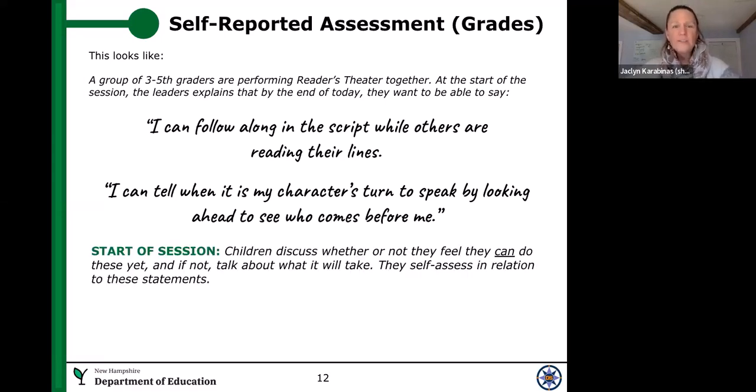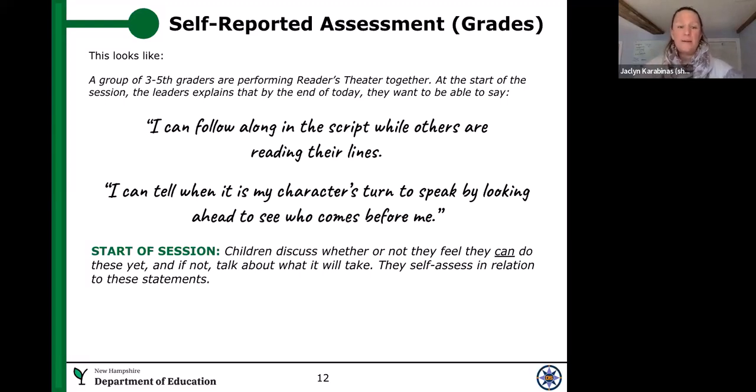And so where the self-reported assessment comes in is that we don't just hand these off to the students, we discuss these. We may even design the ICANNs together if we're basing it off maybe we got started yesterday and these were some of the things that we decided we needed to really focus on today. And so the discussion of understanding what these things are and students giving an example of when they've done it before, or if they feel they can do it, or asking for a model, like, what does that mean? Show me what that means to follow along, or listen for when it's my character's turn.